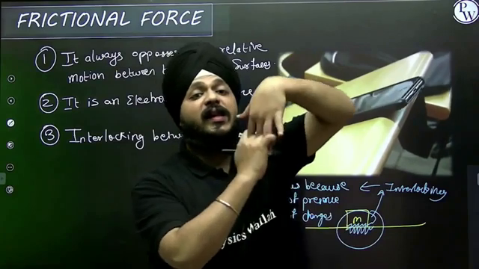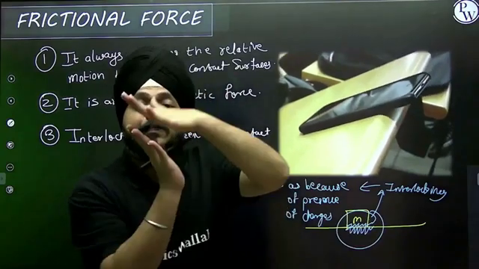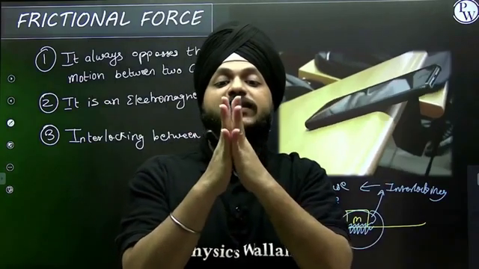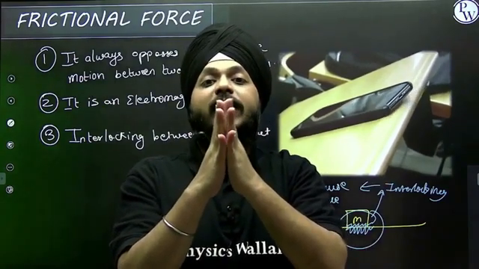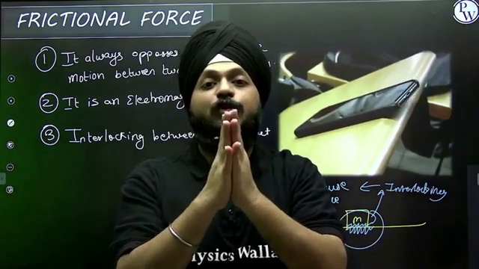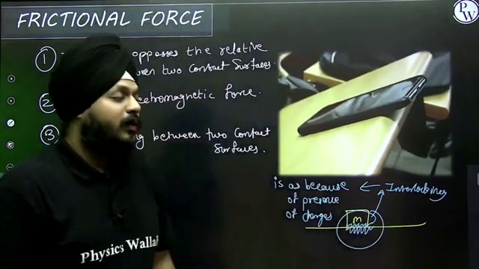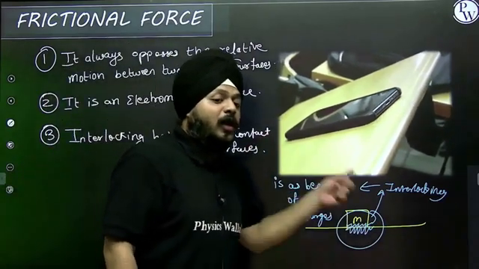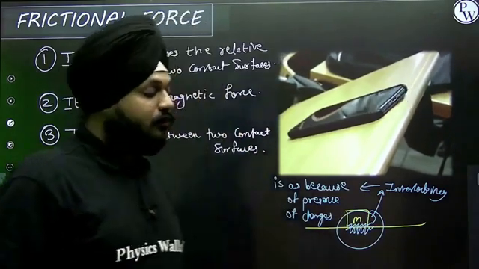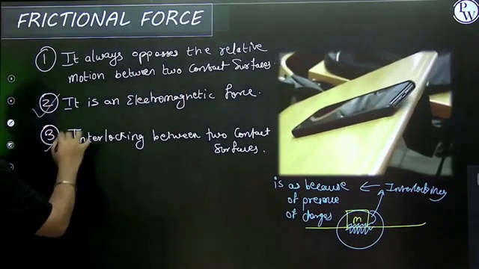First, we saw there exists interlocking between the two contact surfaces. This interlocking is because of the charges present near the surfaces in contact. The charges present on the two surfaces exert an electromagnetic force on each other. Because of this, interlocking is obtained, and because of interlocking, we are able to define the frictional force. So it is an electromagnetic force, interlocking between the two contact surfaces.